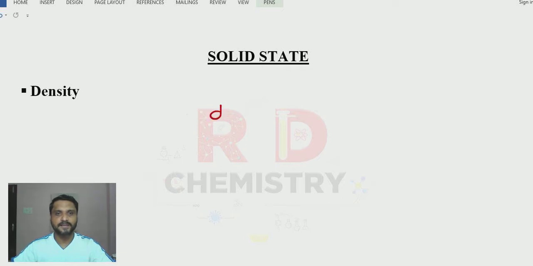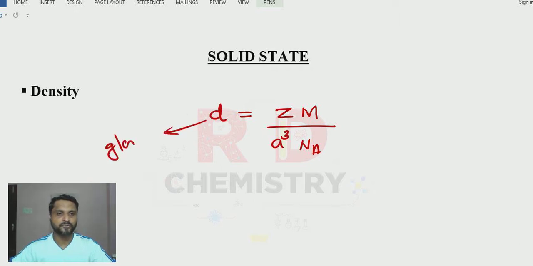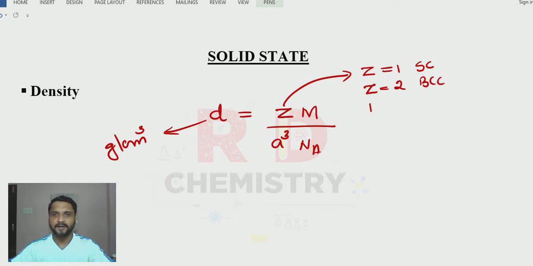Density d is given by the formula Z M divided by a cube N A, correct? Generally, we write density in terms of gram per cm cube. Z is nothing but the number of atoms per unit cell. Now, Z is equal to 1 for simple cube, Z is equal to 2 for BCC, right? And Z is equal to 4 for FCC, correct students? Or the CCP.